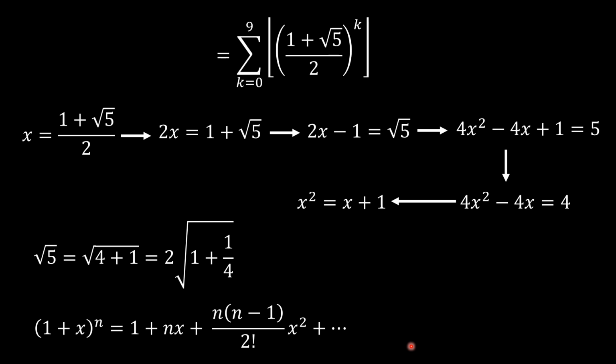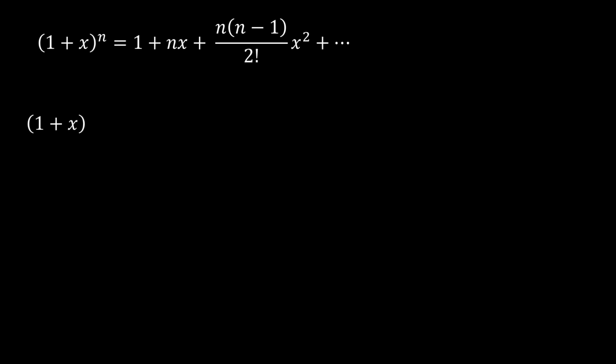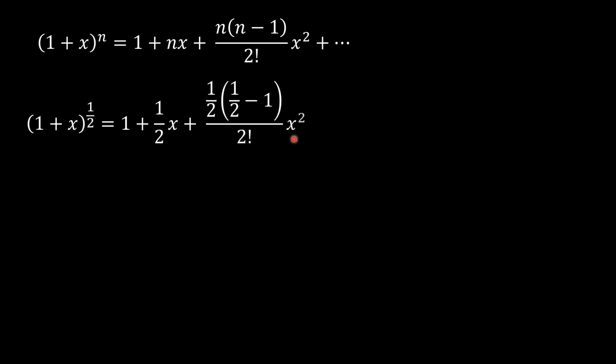So this is important, how you could arrive at this. You could use Taylor's expansion, or just the binomial expansion would lead to this. Anyway, if we have a half in place of n, we have 1 plus a half x plus a half times a half minus 1 over 2 factorial x squared.